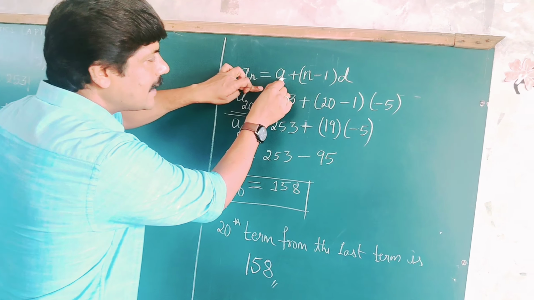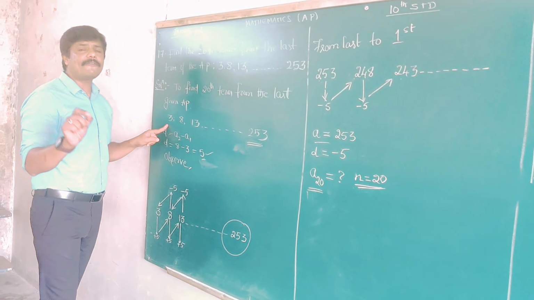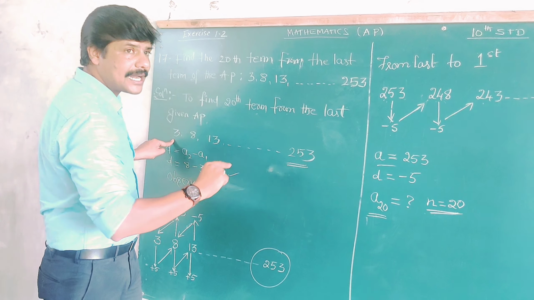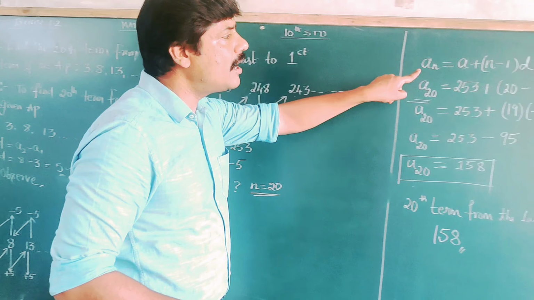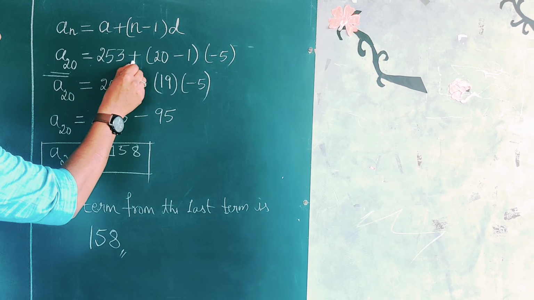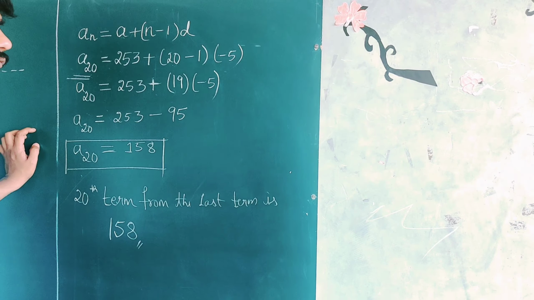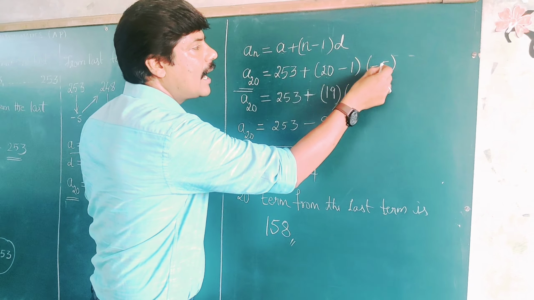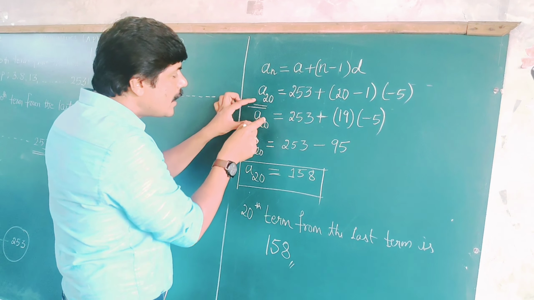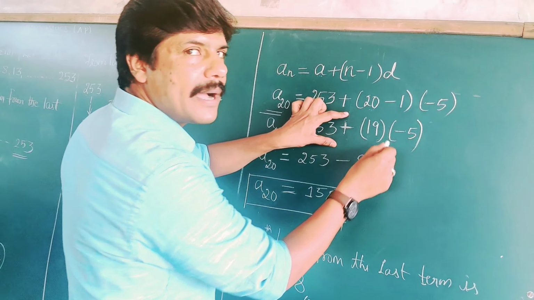A20 is equal to, what is the first term here? 253. The first term is not 3. Why is the first term not 3? Because you are finding from the last. Understand? Therefore the last term becomes the first term, and the first term here is 253, plus (n minus 1). The n value is 20, because we need to find the 20th term from the last, so it becomes 20 minus 1, and the d value is minus 5. Now A20 is equal to 253 plus 19 into minus 5.